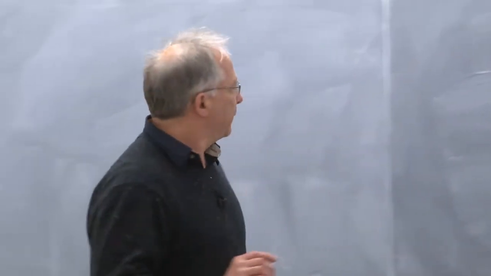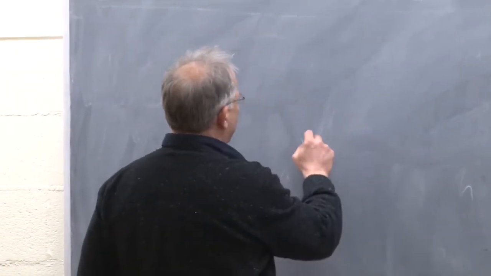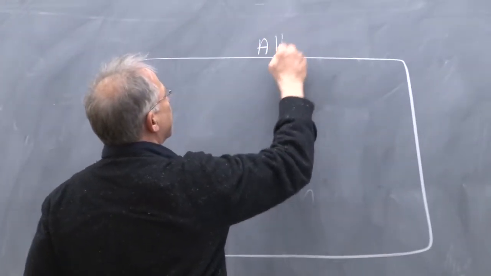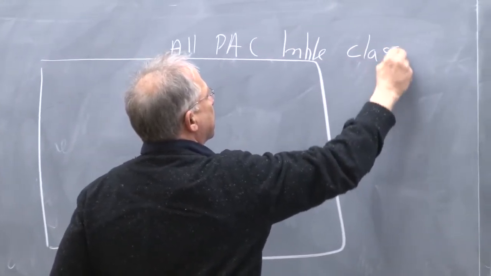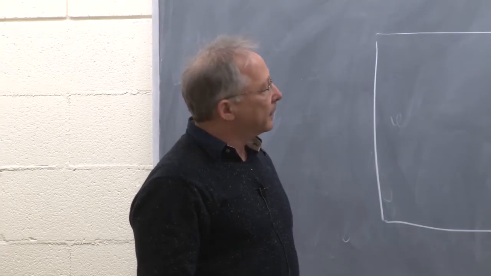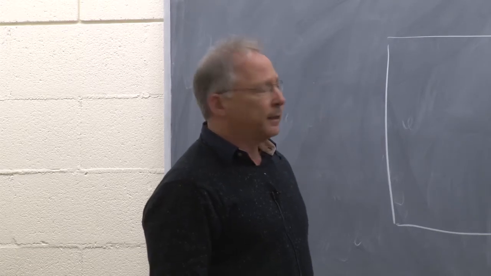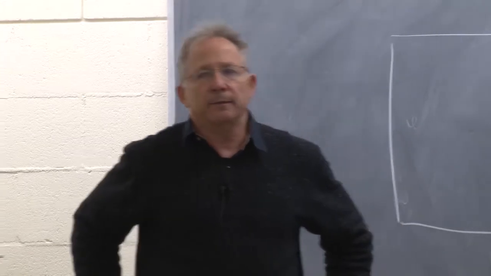So if I try to draw a diagram of what we know so far, we have the notion of PAC-learnable. Say this is the set of all PAC-learnable classes. And we have a notion of agnostic PAC-learnable. So the set of agnostic PAC-learnable classes, would they be a bigger set or a smaller set? Agnostic PAC-learnable. Will it be smaller or bigger?